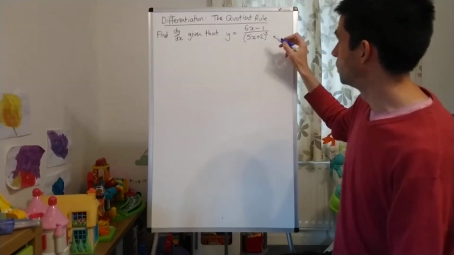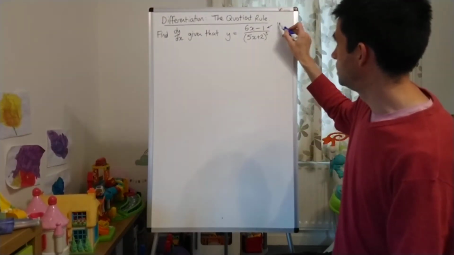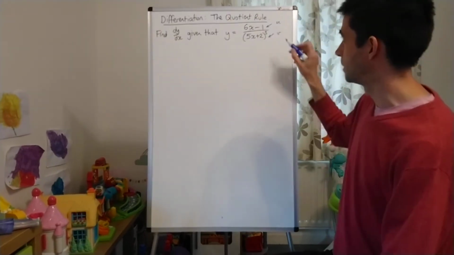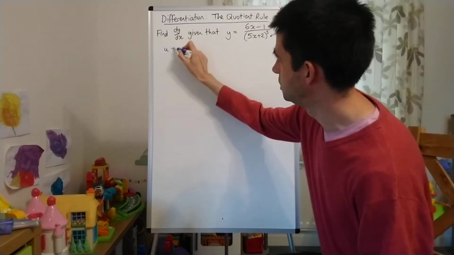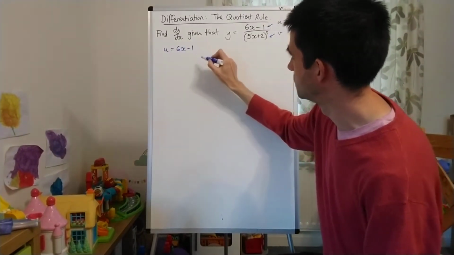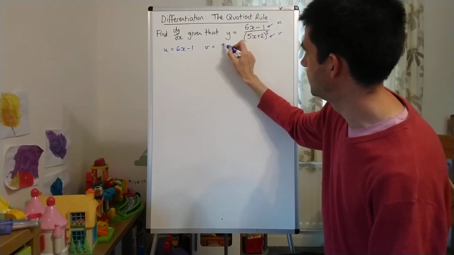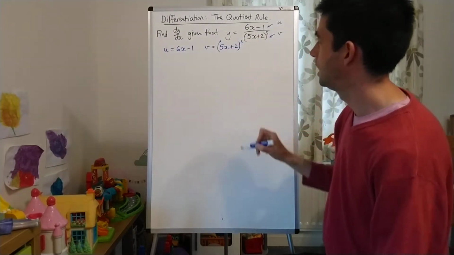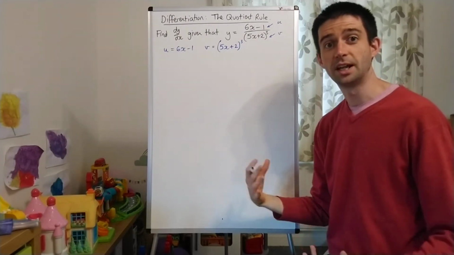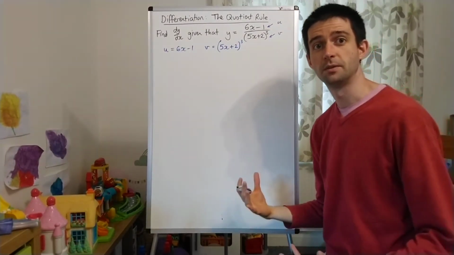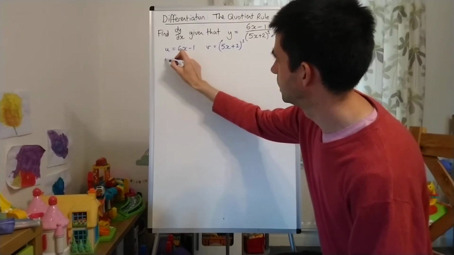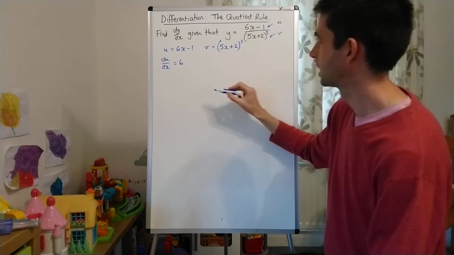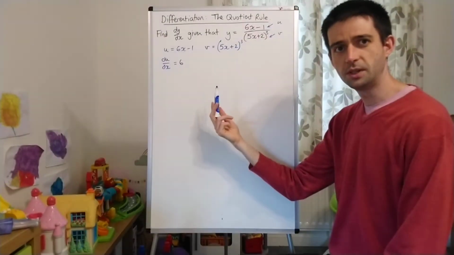Now, we always call the numerator u, and we always call the denominator v. So I'm going to identify straight away that u equals 6x minus 1, and that v equals (5x plus 2) cubed. And my first step is to differentiate each of those two functions in terms of x. So du/dx is going to equal 6, and then let's just take our time on dv/dx.